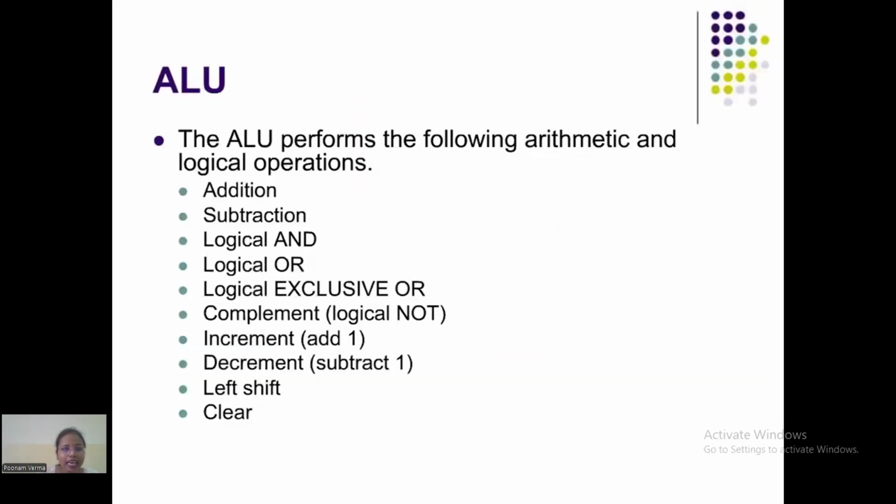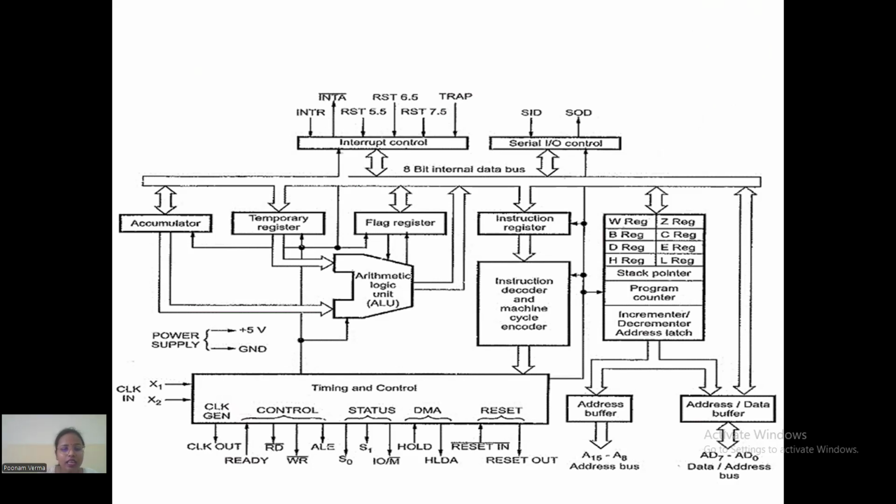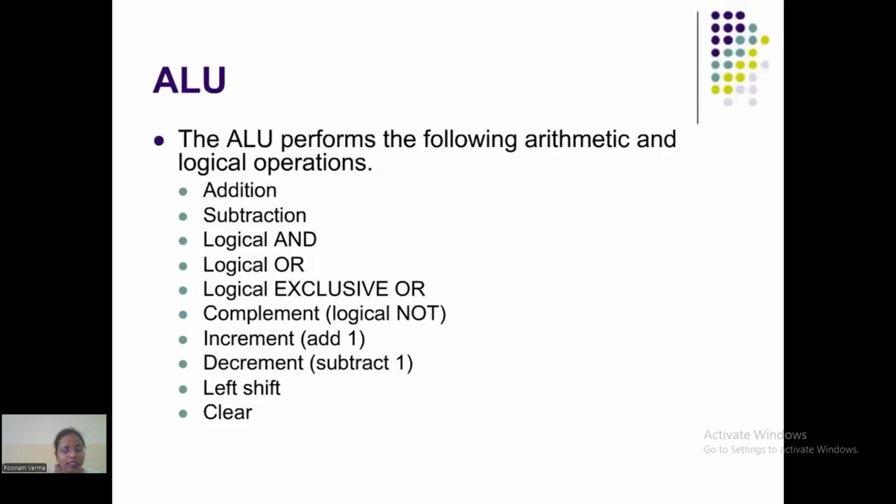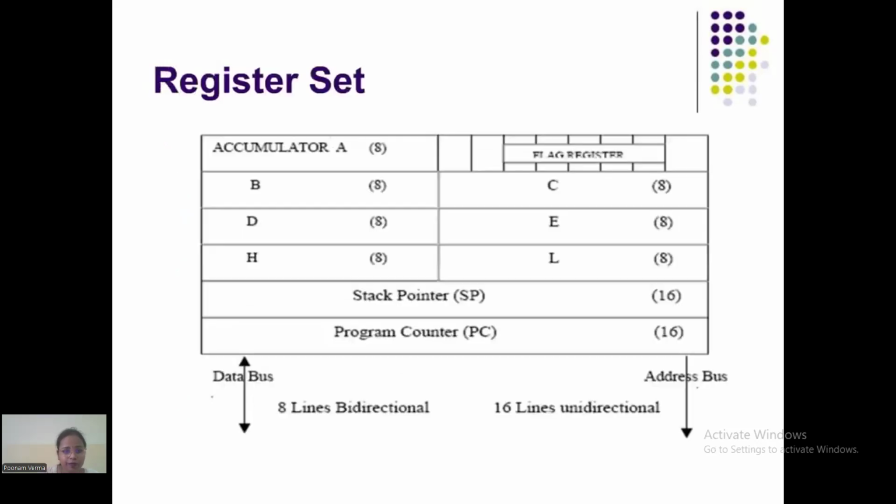First block is ALU. ALU performs the following arithmetic and logical operations. In this architecture, ALU is a very important part, which performs arithmetical and logical operations like addition, subtraction, logical AND, logical OR, logical exclusive OR, complement, increment, decrement, left shift, clear. These are the arithmetical and logical operations performed by the ALU.